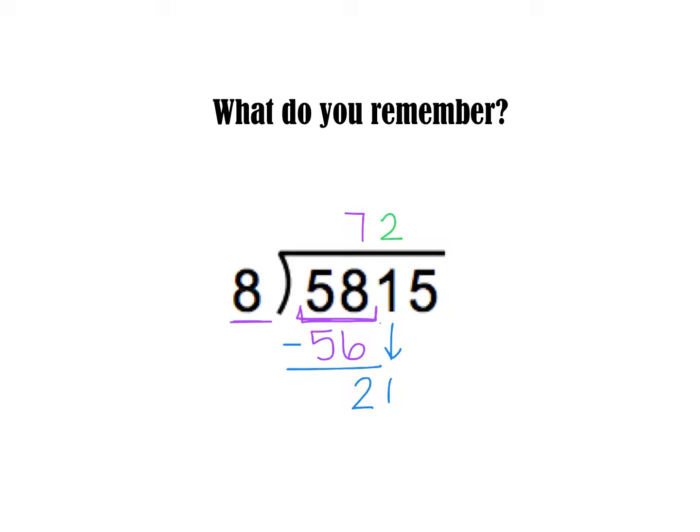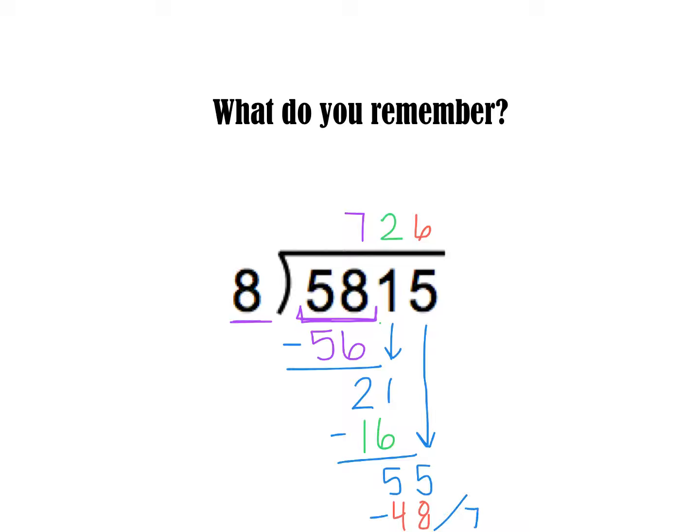2 times 8 is 16, and then I do the opposite. And so it was positive, it becomes negative. I subtract, and I get 5. And then I bring down my next number, and I say, how many times can 8 go into 55? And the answer is 6. And so I do 6 times 8, which is 48. And then I'm going to do the opposite, so I subtract, and I'm left with 7.